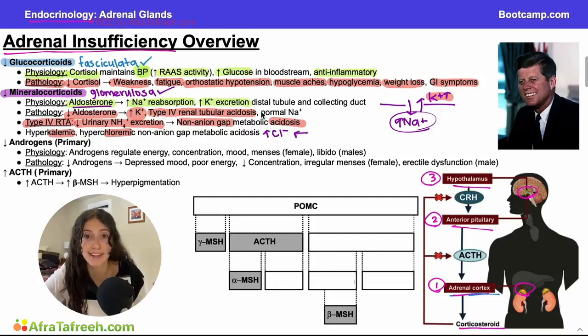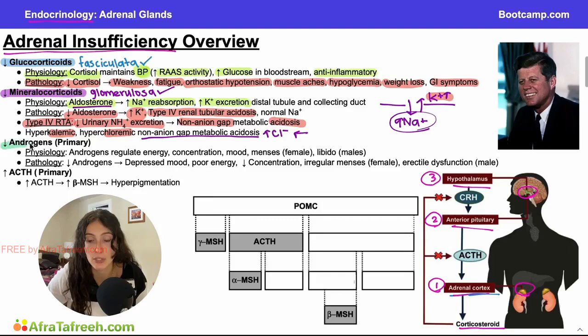Think about our cations and our anions balancing out. We're going to have increased chloride retained to balance out some of those other positive cations that we are going to be retaining. And then once again, this is a non-anion gap metabolic acidosis, as most of the renal tubular acidoses are.